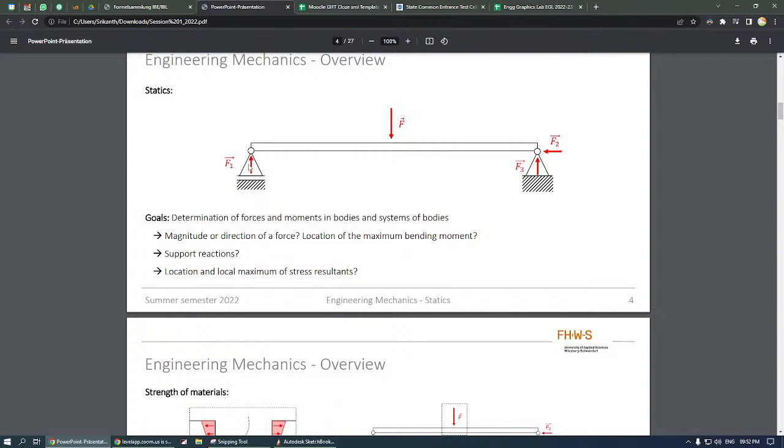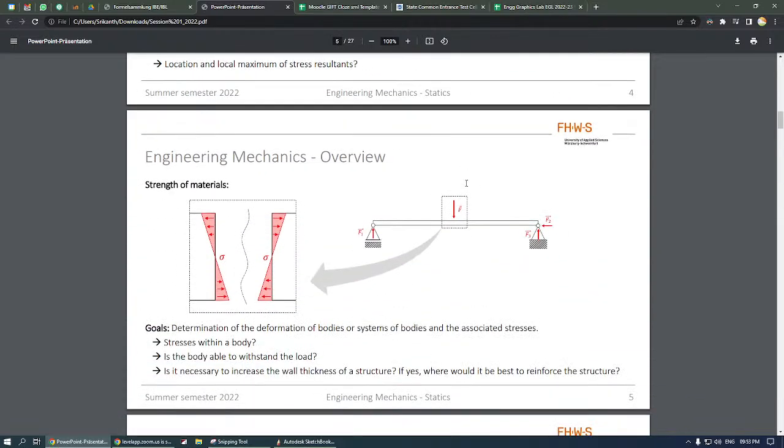So here you can see the left side reaction is there. It is a rolling support. Because it's a rolling support, only a vertical reaction it will get. But the right side one is fixed with the base, so we will get both reactions, horizontal and vertical.